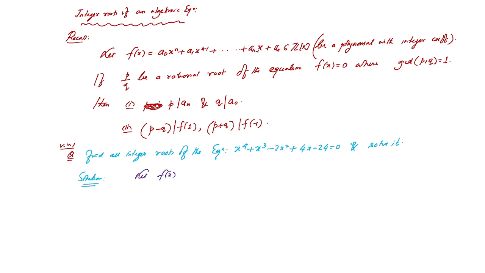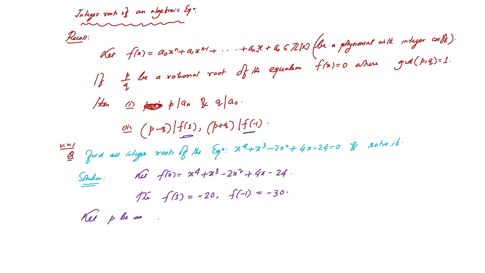So here let f(x) equals x to the power 4 plus x cube minus 2x square plus 4x minus 24. Then you need to calculate f(1) and f(-1), because you will see them here. So f(1) is minus 20, just put x equals 1 here, and f(-1) is minus 30. So now we consider let p be an integer root of the equation.